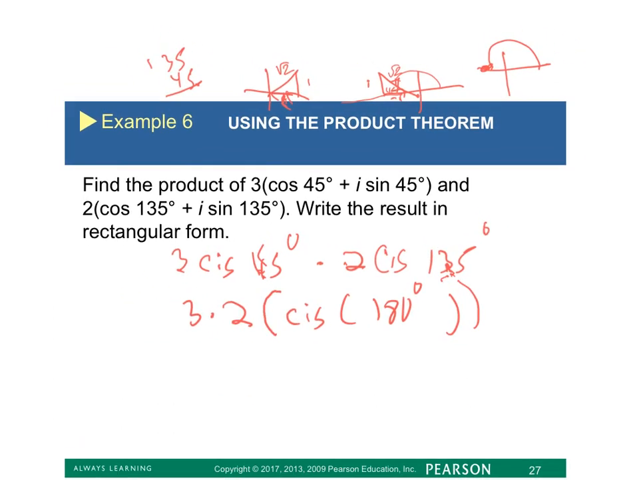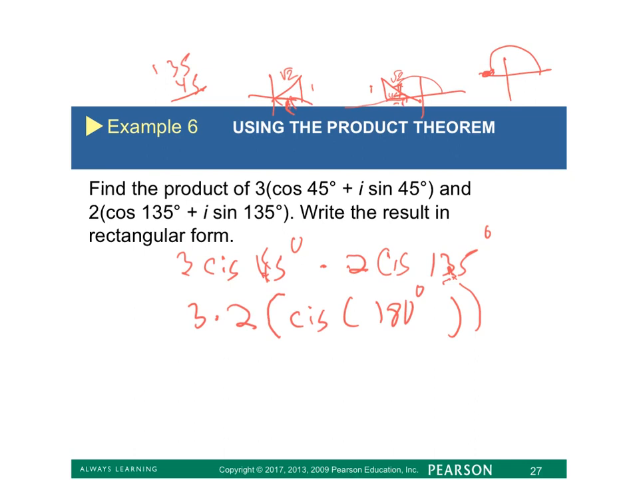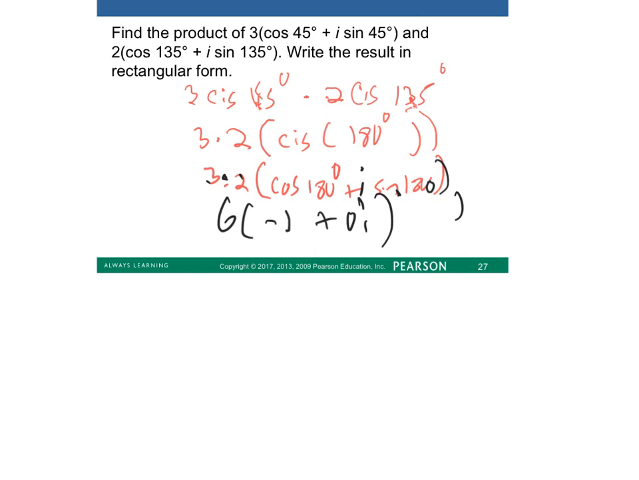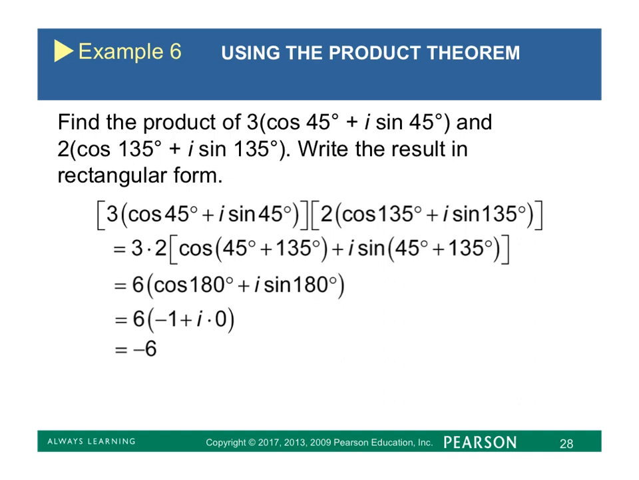So write the result in rectangular form. He wants it in a plus bi. Okay, so that would be 3 times 2 times the cosine of 180 degrees plus the sine of 180 degrees with my letter i in front. So that's 3 times 2 is 6. Cosine of 180 is negative 1. Sine of 180 is 0i. So in rectangular form, I can leave it like that, but it makes no sense. There's no i. Negative 6 should be the answer. At least I hope. We can go look. Yep.